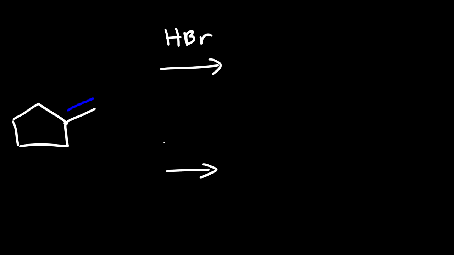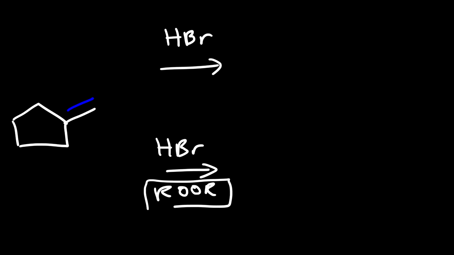Now let's say if we have this alkene, what's going to be the major product if we react it with hydrobromic acid? And let's compare that with hydrobromic acid and peroxides. So this is an organic peroxide. Or if you see H2O2, it will have the same effect.